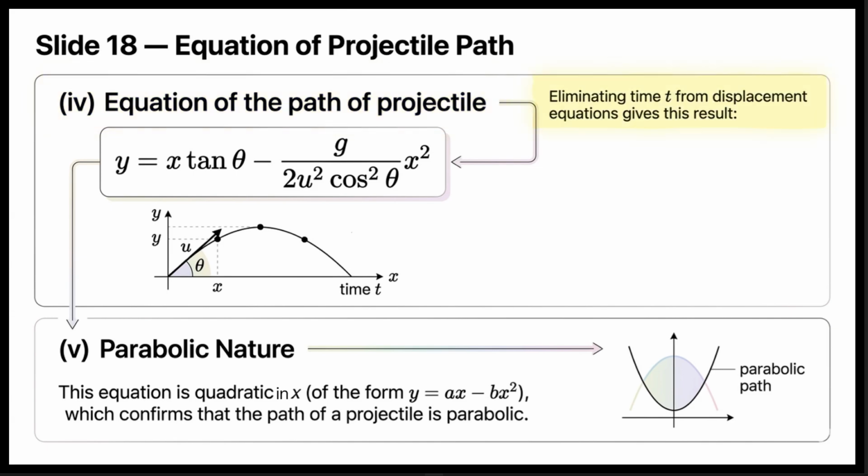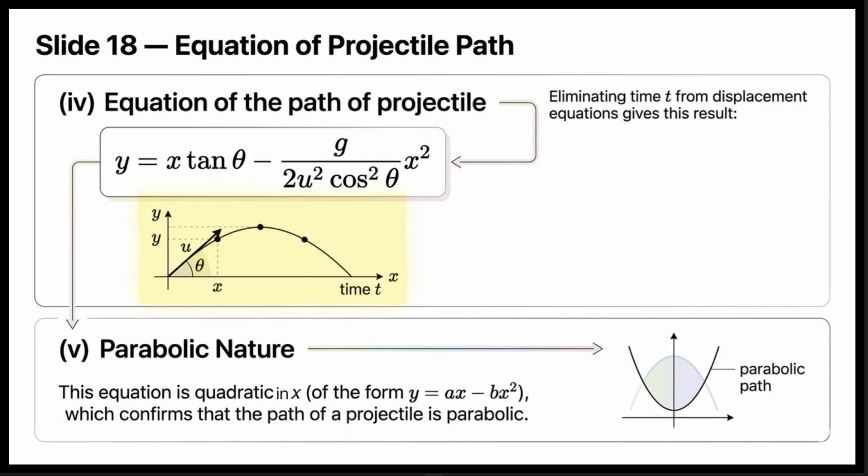From horizontal displacement, x equals u cosine theta times t, we solve for t equals x over u cosine theta. Substituting into the vertical displacement equation and simplifying gives the path equation. Y equals x tangent theta minus g over 2u squared cosine squared theta times x squared. The graph shows this curve.